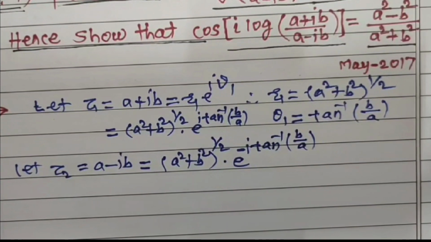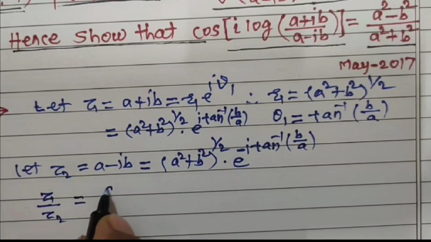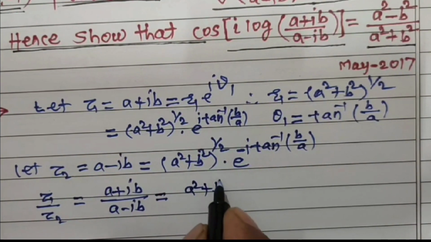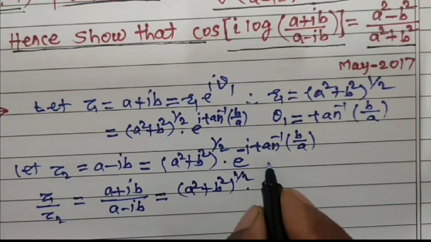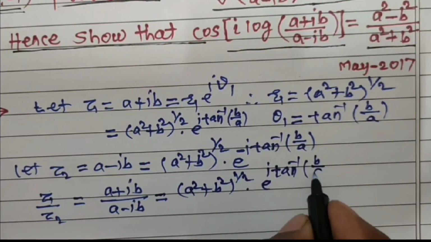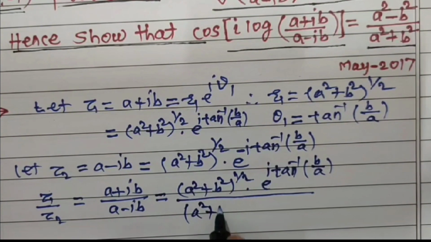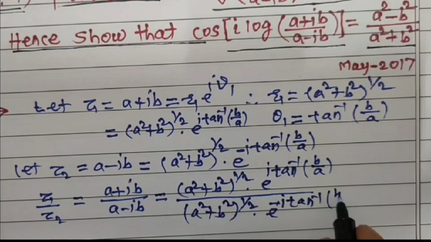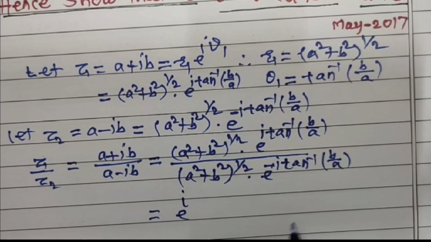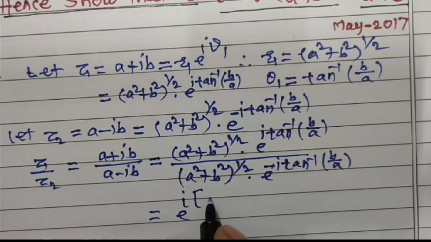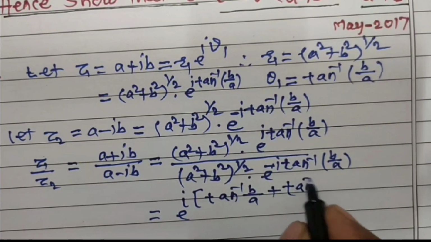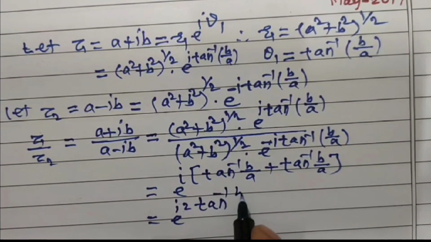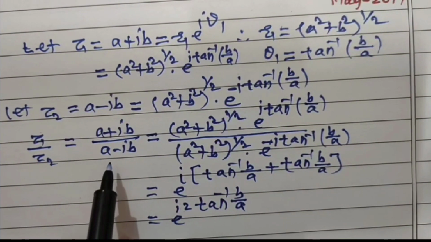Now z1 upon z2, that is nothing but a plus ib divided by a minus ib, and which is equal to a square plus b square to the power half e to the power i into tan inverse b upon a divided by a square plus b square to the power half e to the power minus i into tan inverse b upon a. So e to the power i, base is same, sum of the power, e to the power i tan inverse b upon a plus tan inverse b upon a. Hence this is equal to e to the power i 2 times tan inverse b upon a. This is z1 upon z2, that is a plus ib divided by a minus ib.